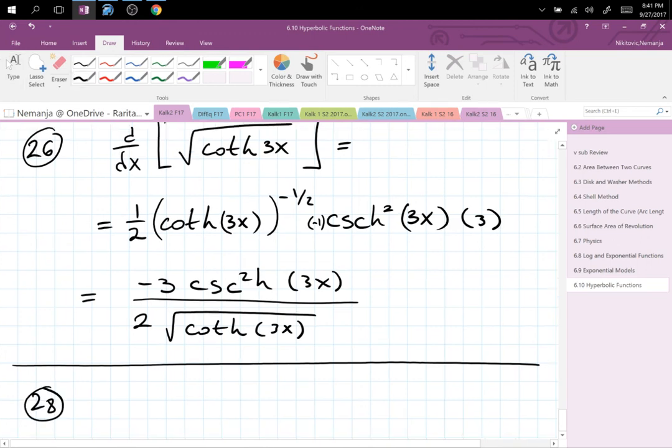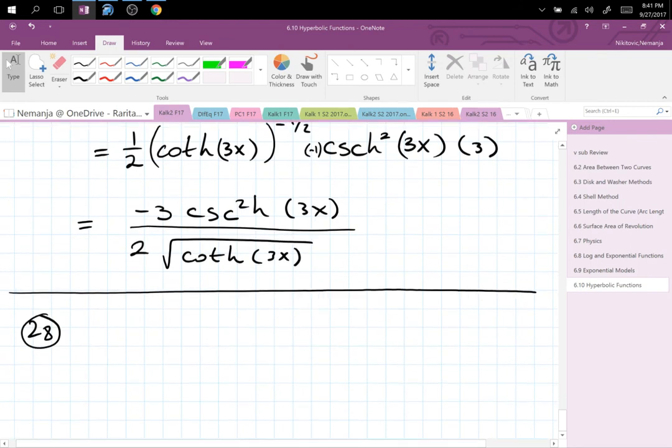All right, one more derivative, and then we show the integral real quick. So the derivative of x tangent hyperbolic x. What should we do?